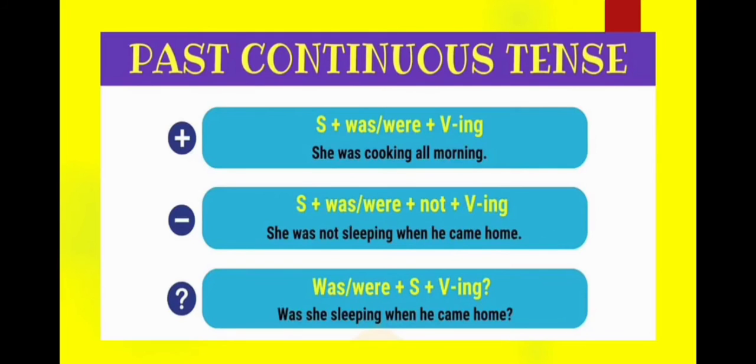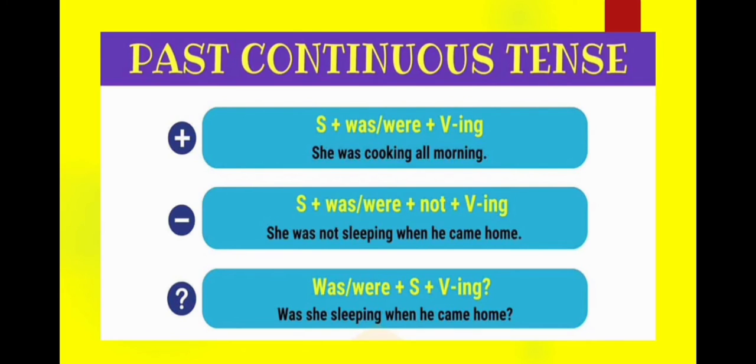Now let's see the rules to form affirmative sentence. Subject plus was or were plus verb first form plus ing. For example, she was cooking all morning. So here she is subject, then was. Cook is verb first form. We have added ing, so it became cooking, plus object.